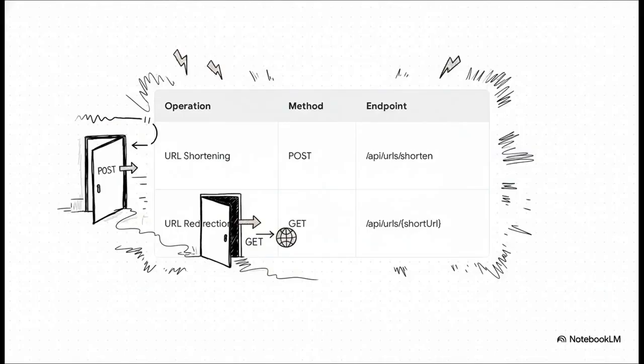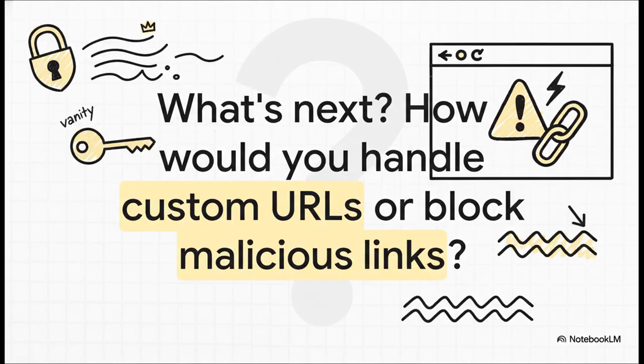And after all of that design work, you know what? The entire system, all that complexity, is controlled through just two simple doorways, two API endpoints. You use a post request to make a new short link, and you use a get request to use one. That's it. All that power hidden behind this beautiful, simple interface. And there you have it, a scalable, high-performance URL shortener designed from the ground up.